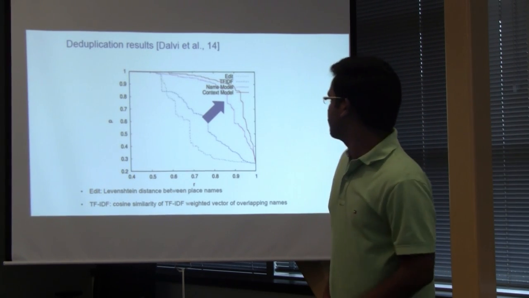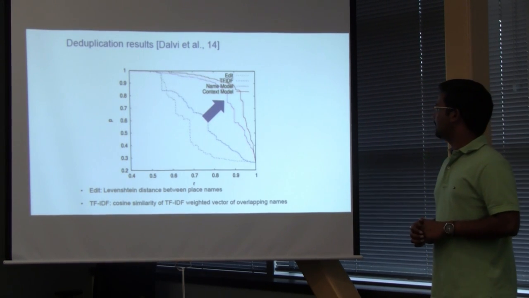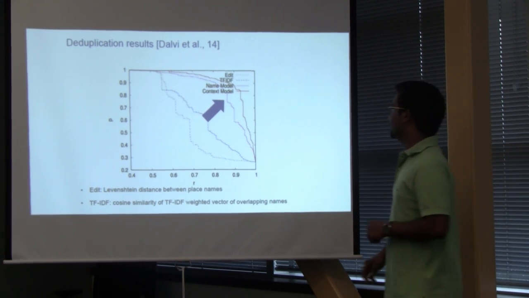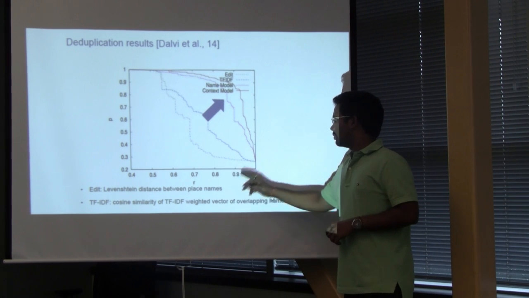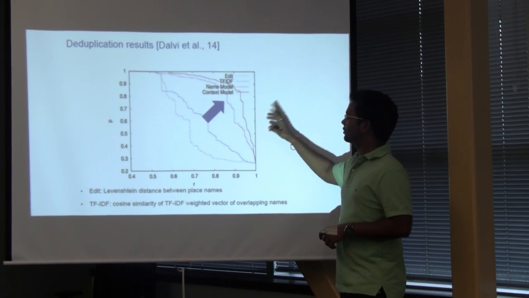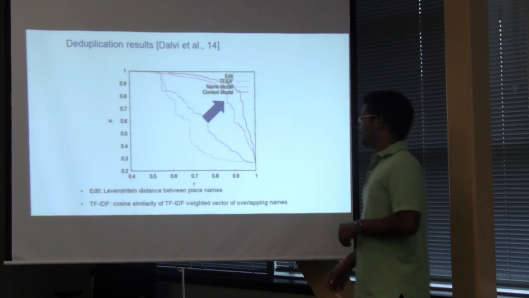So these are the results after using different approaches: edit distance, TF-IDF, and context model. The context model has performed well, and between them, the spatial distance and spatial context model has performed well.